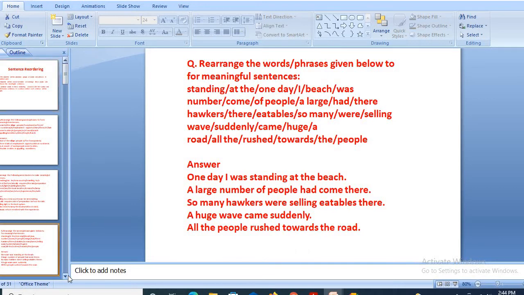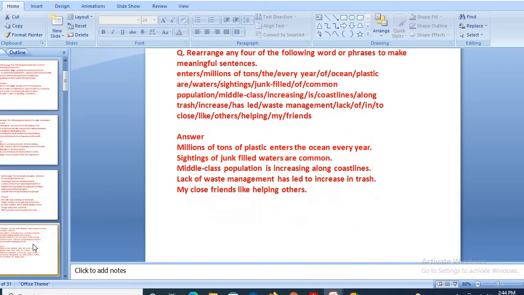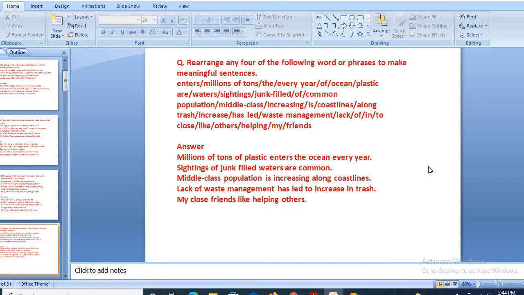More examples are there. I am showing you some more examples. Now these are some tough examples. See the first one: enters, millions of tons, the, every year, of, ocean, plastic. Again it is not making any sense. You have to arrange it properly. So here also the jumbled words have to be arranged properly. What will it be? Millions of tons of plastic enters the ocean every year.